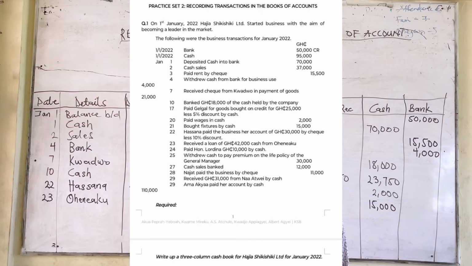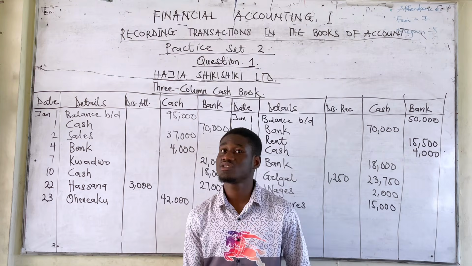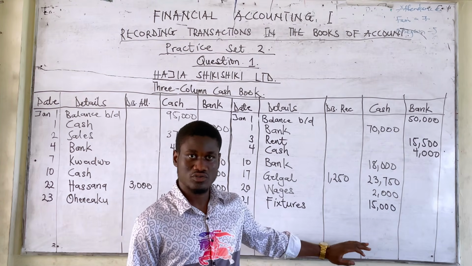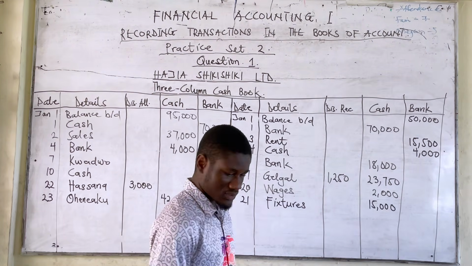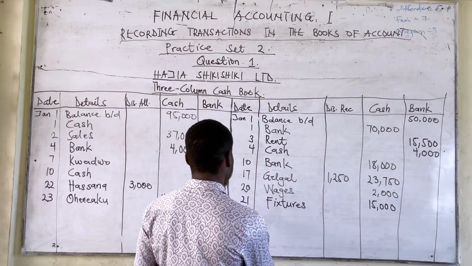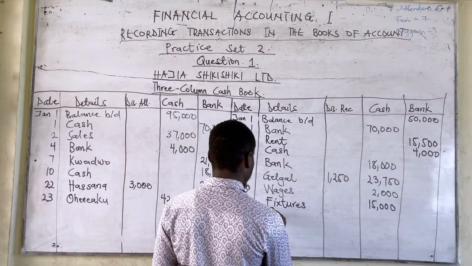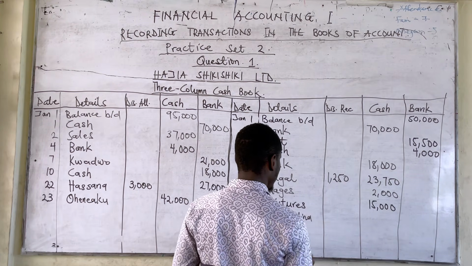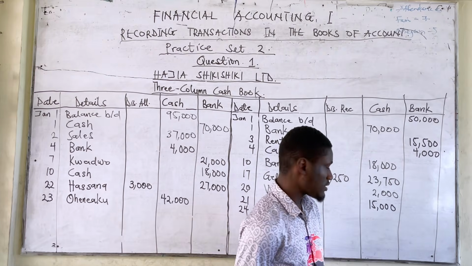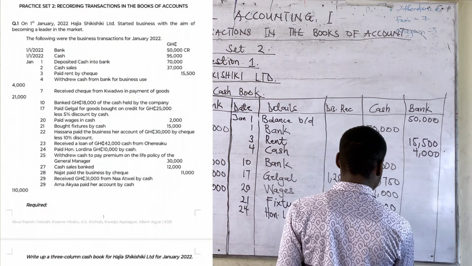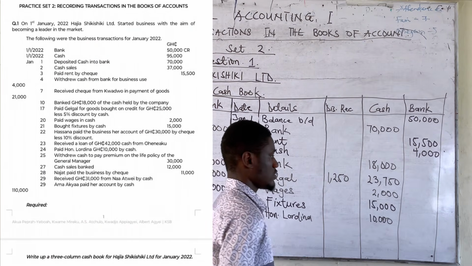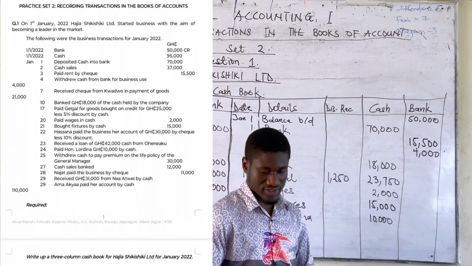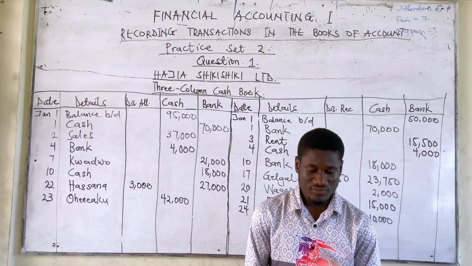It says pay Honorable Lodina 10,000 by cash. Okay, so that means we have cash. Then we paid Honorable Lodina. So what's going to happen to our cash? It's going to decrease. So decrease in asset, we are going to credit. And the date is 24. So Honorable Lodina. And the amount is 10,000. Good. So there has been a 10,000 decrease in our cash. Good. Now we have January 25th.